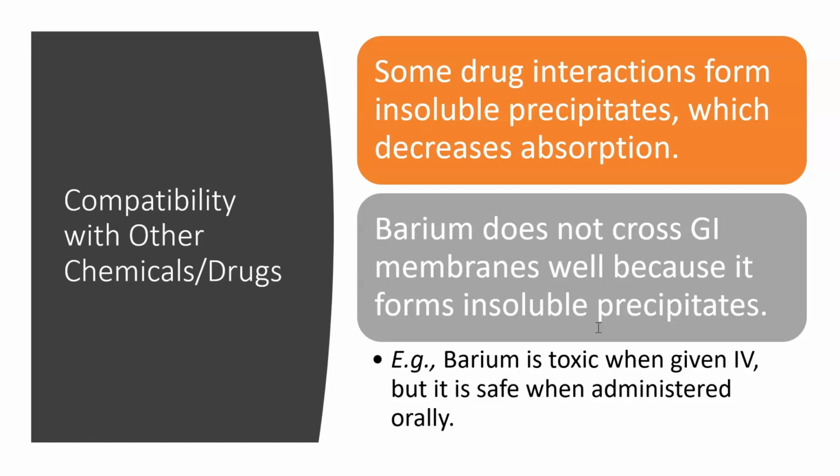Compatibility with other chemicals or drugs. So some drug interactions form insoluble precipitates, which decrease absorption. Barium does not cross the GI membrane because it forms insoluble precipitates. So barium is very toxic, okay, when given IV, but is safe when administered orally because it's not absorbed in the system at all, okay?